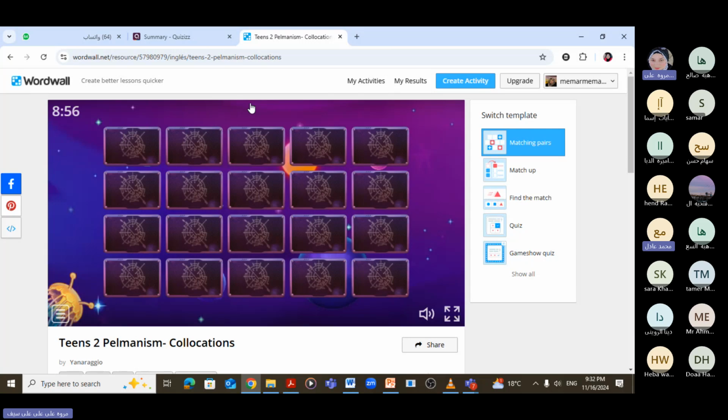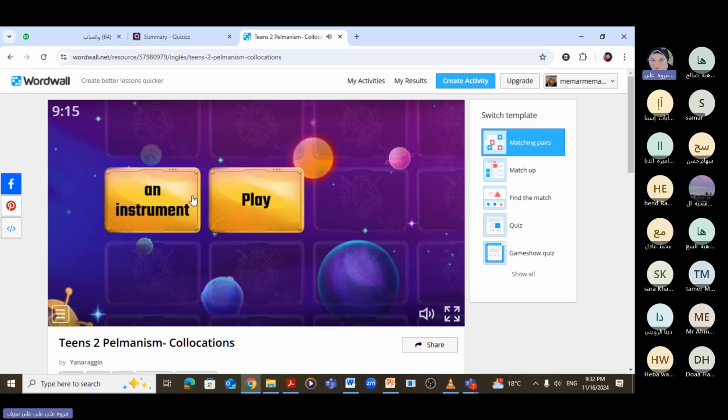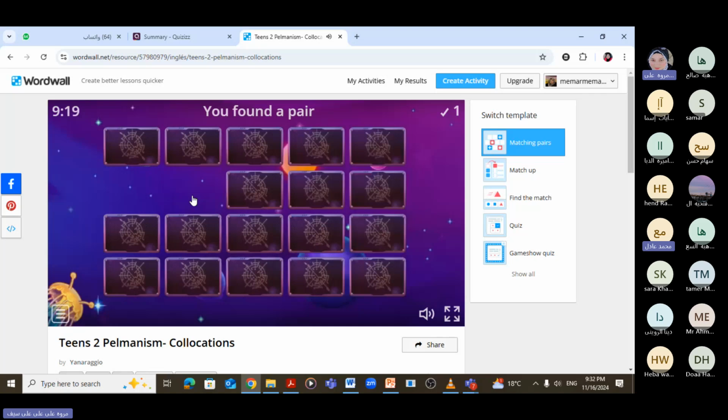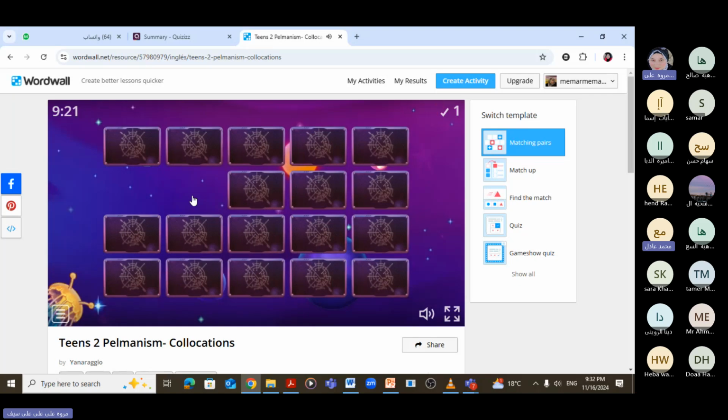The first column and the second card. Yes. Okay, so we have play an instrument. The second column and the second card. That's right. Excellent. Perfect. Very good. I have another try. Let me try it.